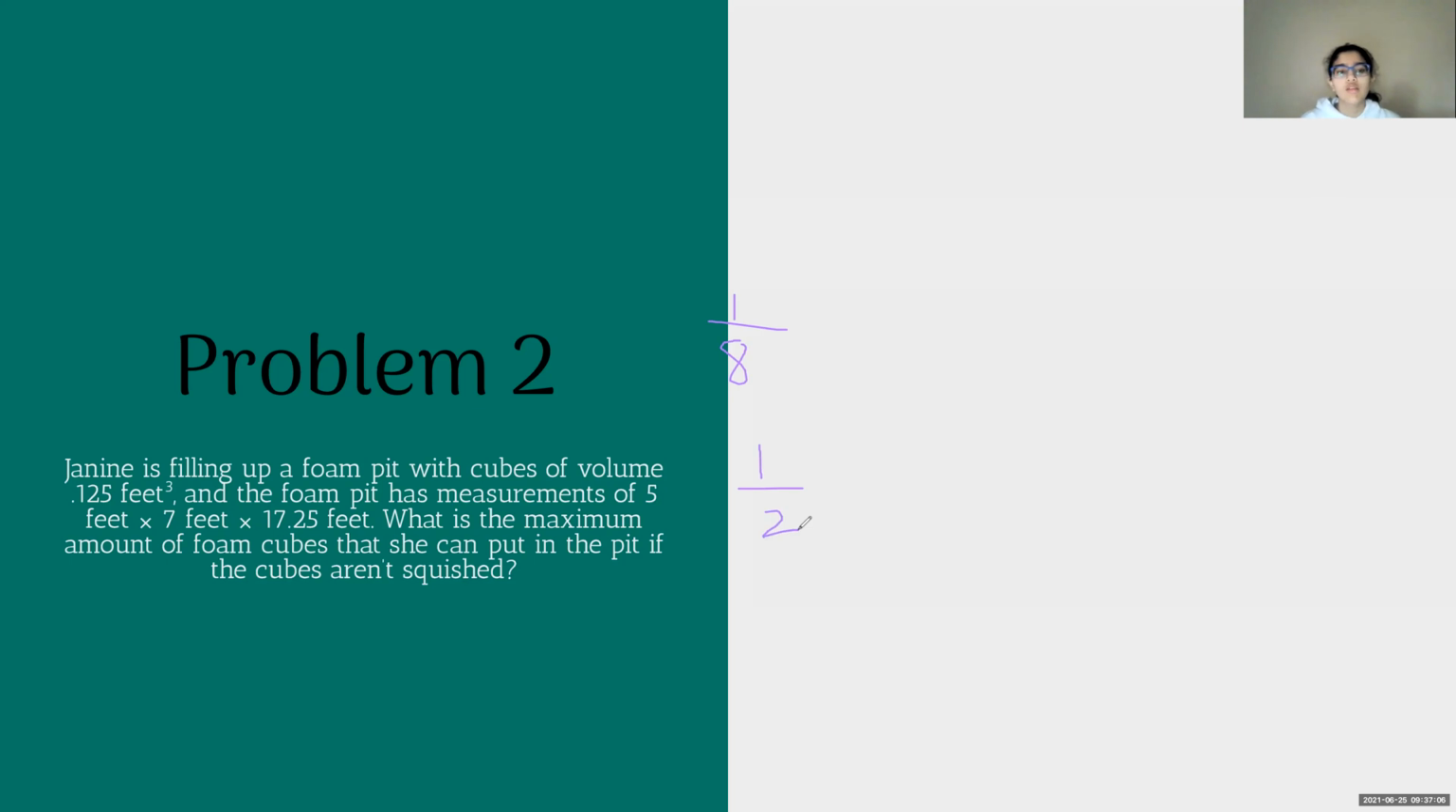Now what we have to do is find out how many of these side lengths can fit into each dimension. So we do 5 divided by 1/2 and get 10. We get 7 divided by 1/2 and get 14, and then we get 17.25 divided by 1/2. Because 1/2 doesn't fit exactly into 17.25, we round down to the nearest integer.